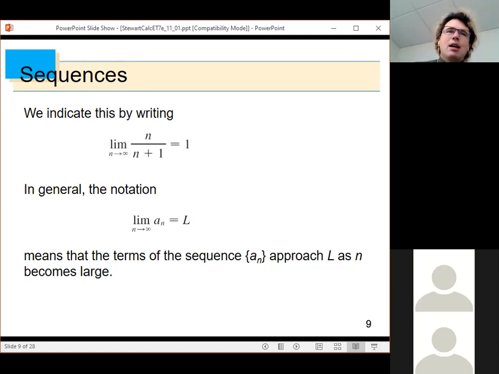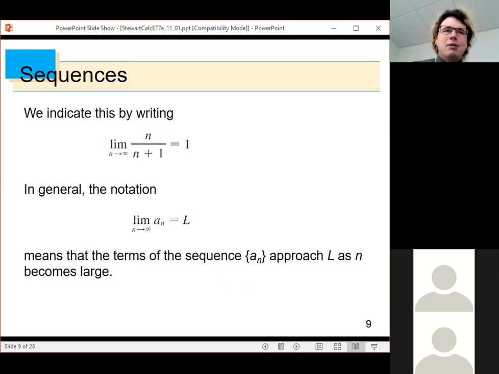So my n will only be 1, 2, 3, 4, 5. It will never be a proper fraction. It will never be an irrational number. But the same idea applies: as we go out further in the sequence, the numbers in that list start to congregate around the limiting value. So for this sequence right here, it's going to be 1.